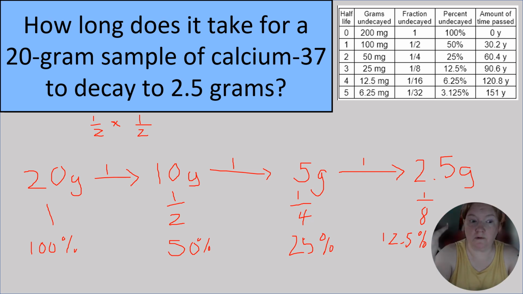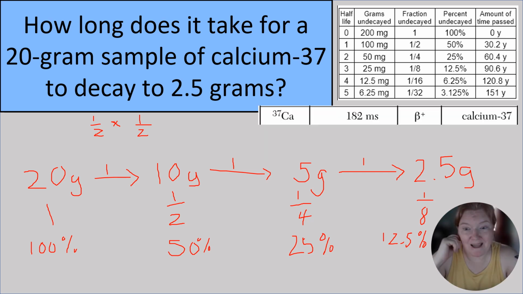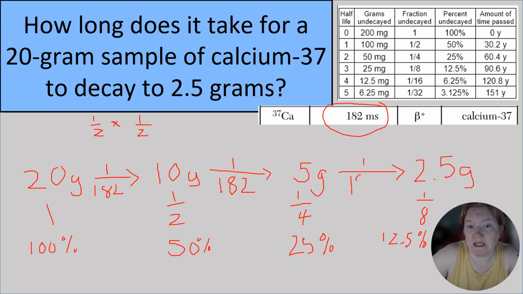Now, the question is asking how long this takes. This is just an overview of how we use half-life. But the time I have to get from the reference table, Table N. It says that the half-life of calcium-37 is 182 milliseconds. So this half-life took 182 milliseconds, this half-life took 182 milliseconds, and this half-life took 182 milliseconds. So how much time did it take all together? I could either do 182 plus 182 plus 182, or 182 times 3.